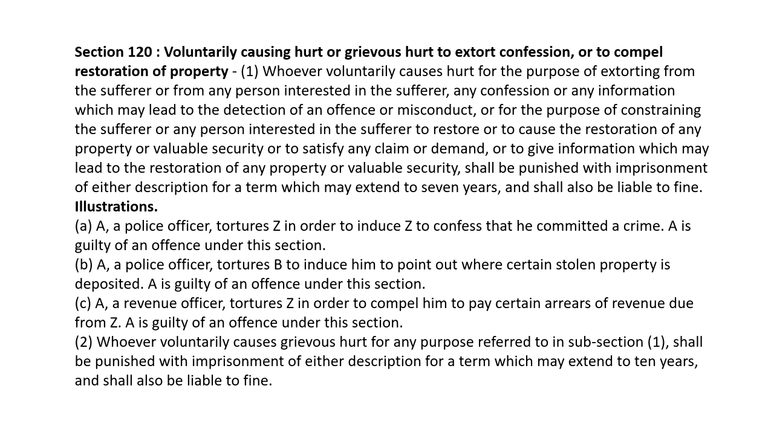Illustration C: a revenue officer tortures Z in order to compel him to pay certain arrears of revenue due from Z. Again, A is guilty of an offense under this section. Clause 2: whoever voluntarily causes grievous hurt for any purpose referred to in subsection 1 shall be punished with imprisonment of either description for a term which may extend to 10 years and shall also be liable to fine. So you see, if simple hurt is inflicted, punishment will be up to 7 years. But if grievous hurt has been inflicted in any of the above circumstances, punishment can go up to 10 years imprisonment.